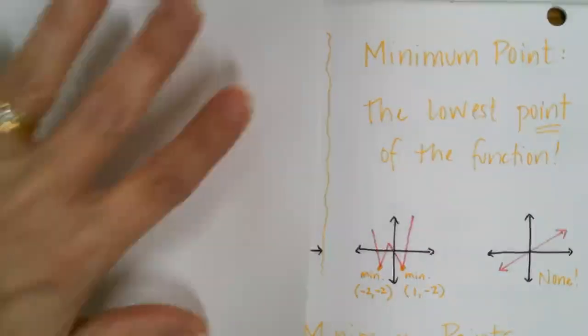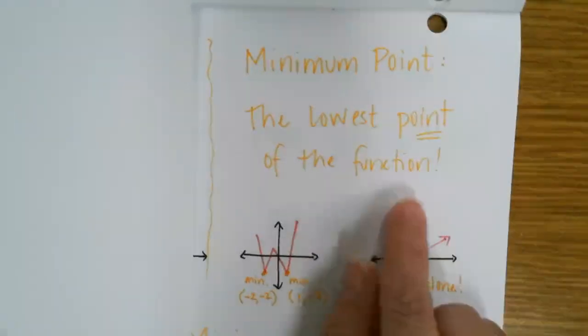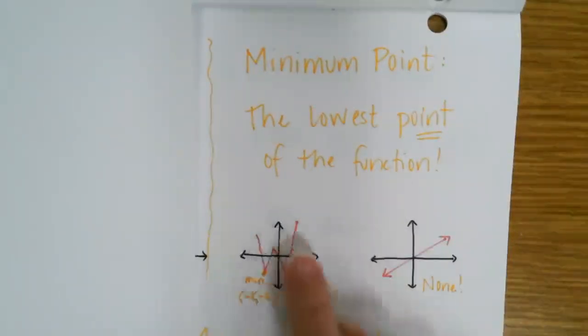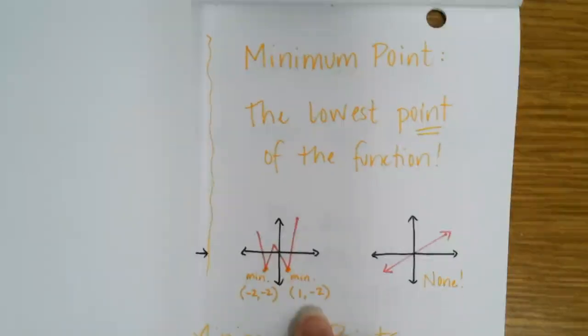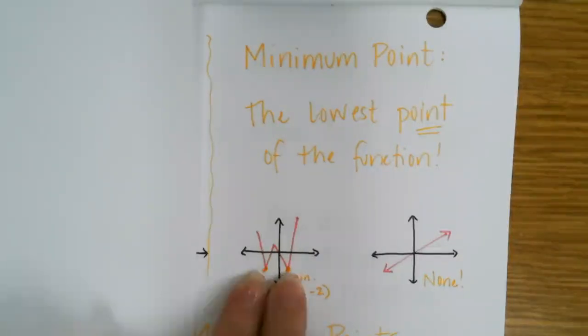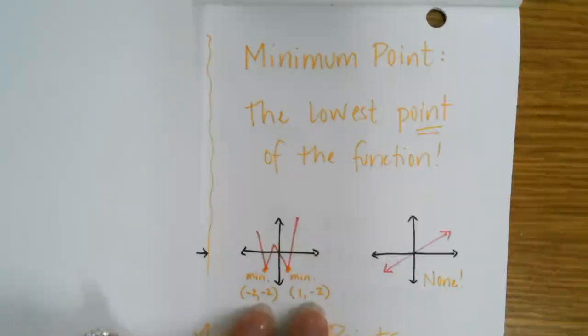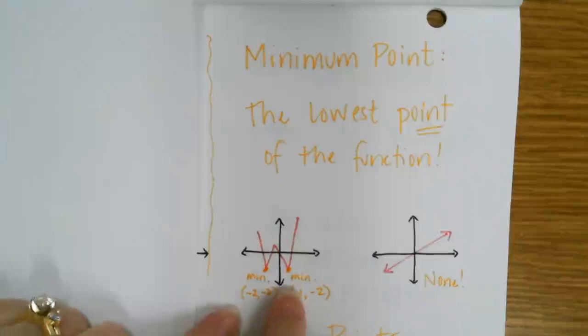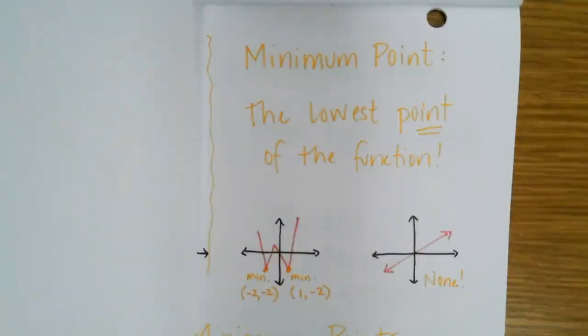All right, now the minimum is, again, kind of the opposite. The minimum is going to be the lowest point of a function. So I drew this kind of like a W right over here, and there are 2 points that are the lowest points. What I was trying to show here was that you can have more than one highest point or lowest point, but they're going to be at the same height. So both of these are the lowest point because they both go down to -2. If one of them went a little lower than the other, then there's only one minimum point. So the minimum point is going to be the lowest point on your graph.